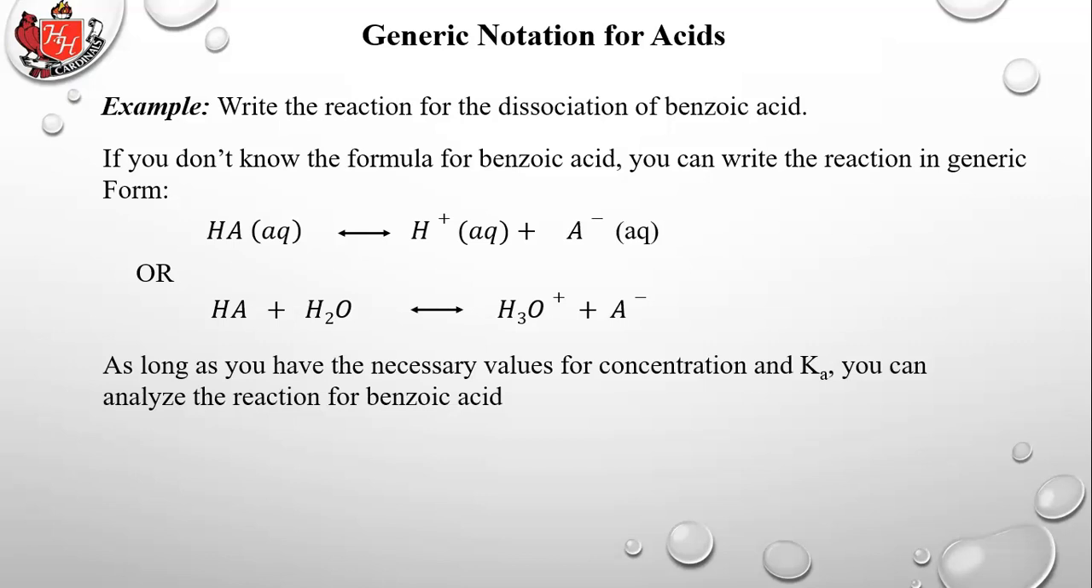As long as you have the necessary values for the concentration and Ka, you can analyze the reaction for benzoic acid. So I'll quickly introduce you to Ka. That is the equilibrium constant for an acid reaction. And it's formally called the dissociation constant of acid, but it's just another form of an equilibrium constant.